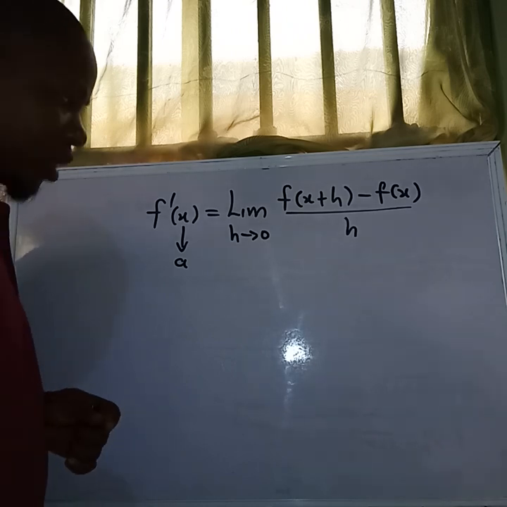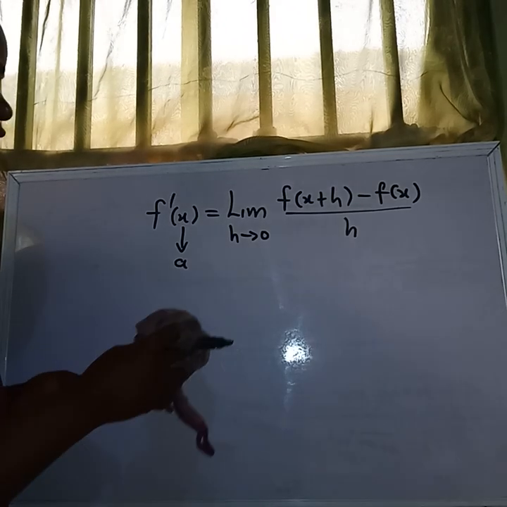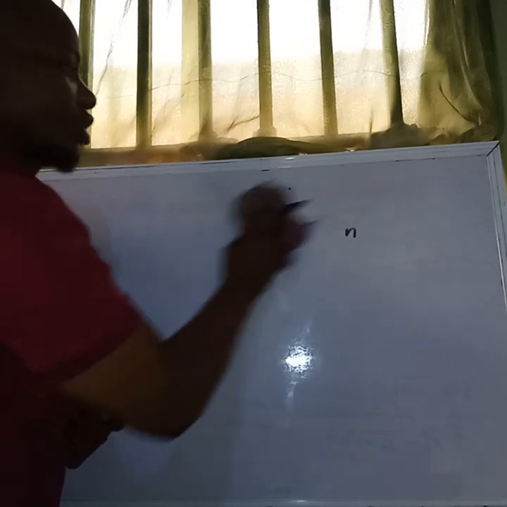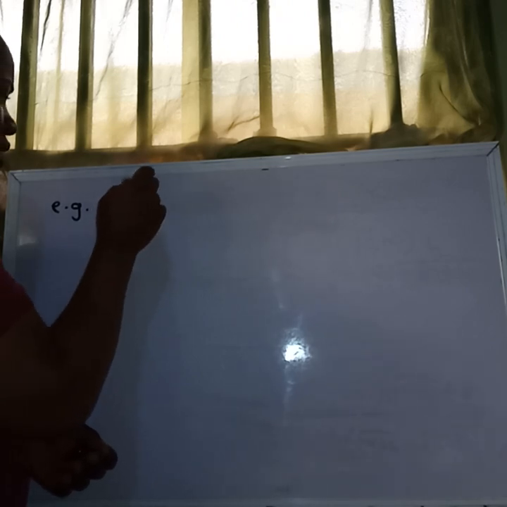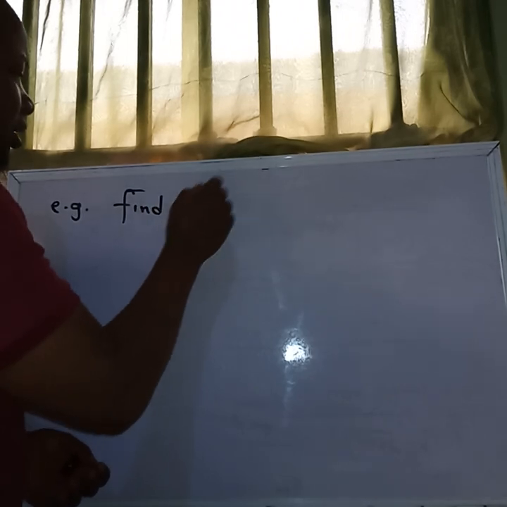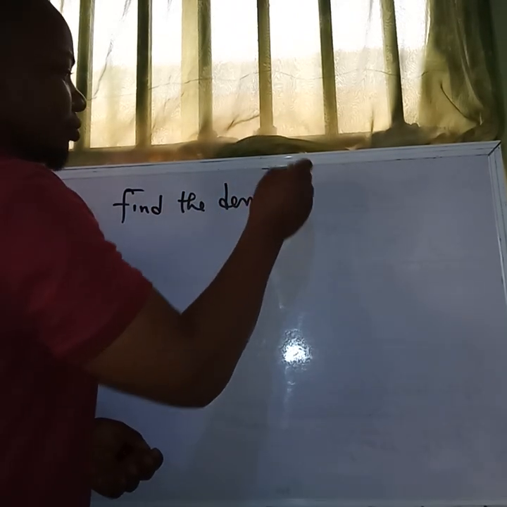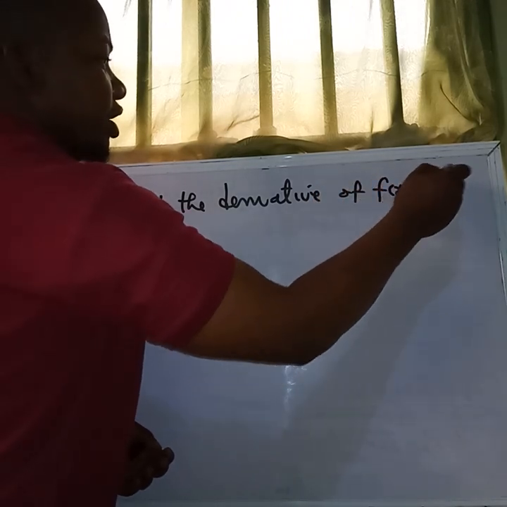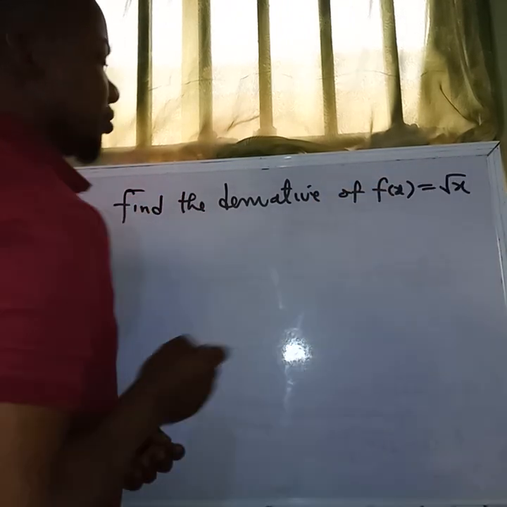Today we add one more example before we move to another fantastic definition of finding the slope of a function. So today again, we want to add to the previous examples this example: find the derivative of f of x equal to the square root of x.